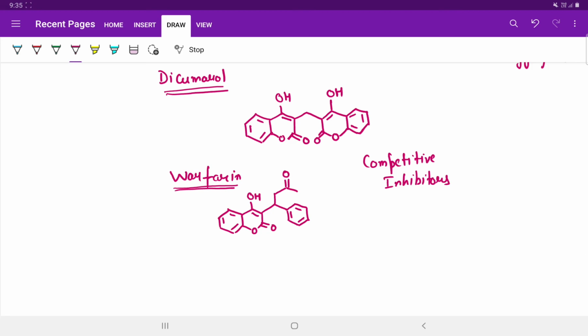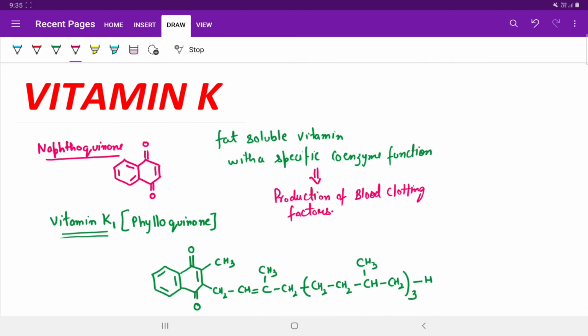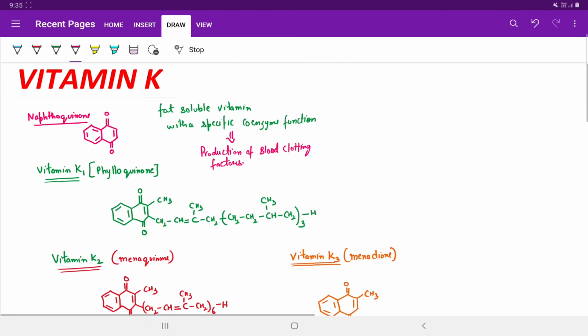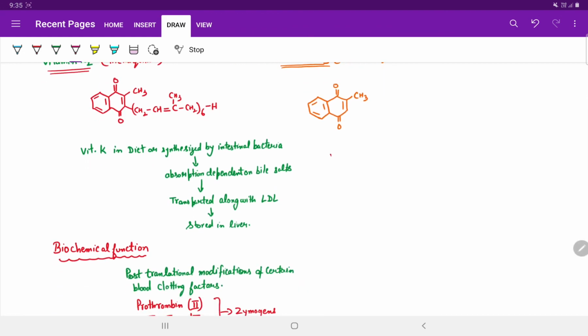So students, this was all regarding vitamin K. In this we have learned about the various forms of vitamin K, see here, vitamin K1, K2 and K3. Then how it is absorbed, its absorption, then transport, and finally the storage. So this is all covered in this, how it is done.